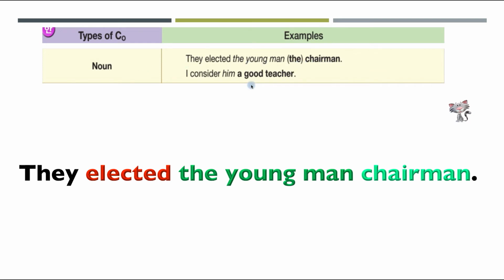The chairman, a good teacher. But technically it's not a noun, it's a noun phrase, because it's more than one word. So chairman is a noun, the chairman is a noun phrase. A good teacher: teacher is a noun, a good teacher is a noun phrase.